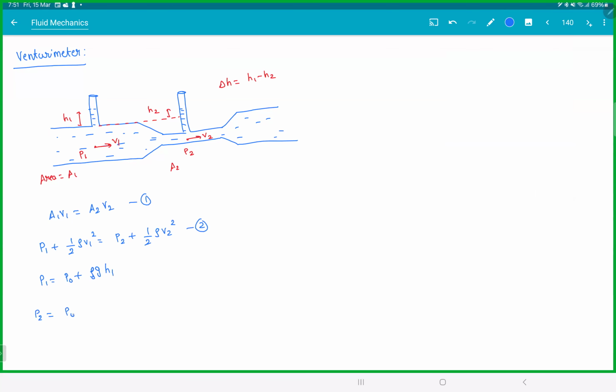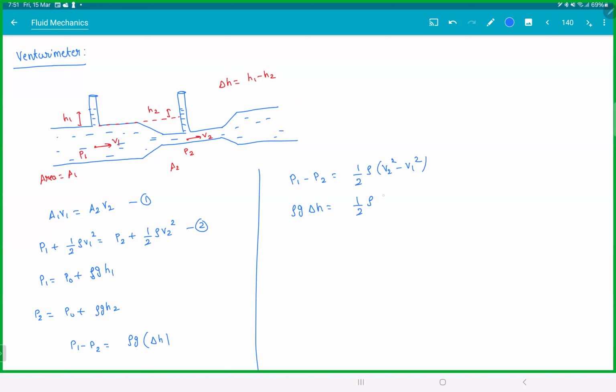P2 is P0 plus rho G H2. So these are the three equations, three unknowns. Subtract them. We get P1 minus P2 is rho G delta H. So from equation 2, we can clearly see here P1 minus P2 is half rho (V2 square minus V1 square). This is rho G delta H, half rho.